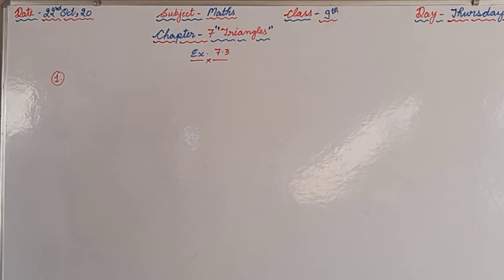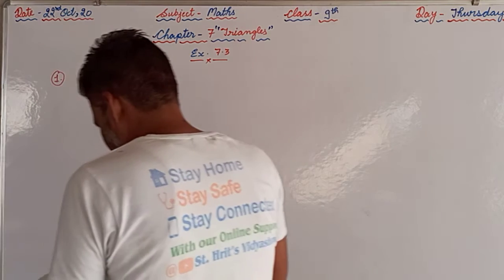Triangle ABC and triangle DBC are two isosceles triangles on the same base BC, and A and D are on the same side of BC. If AD is extended to intersect BC, then we are supposed to prove some of the statements given. So first of all we are supposed to draw the diagram for that.